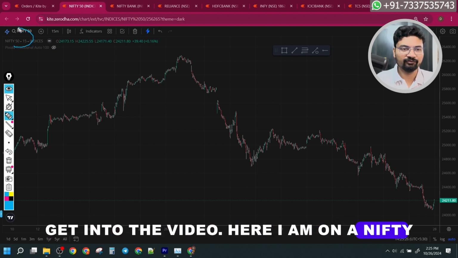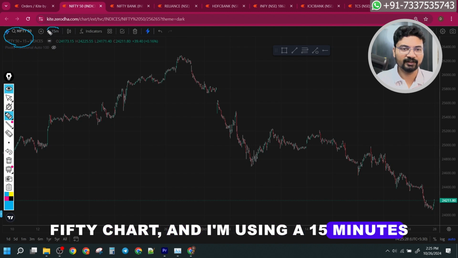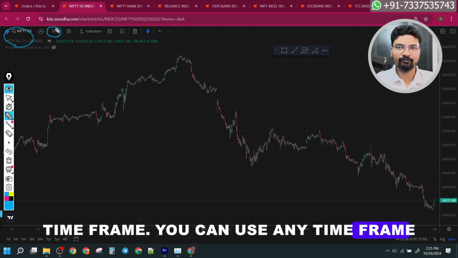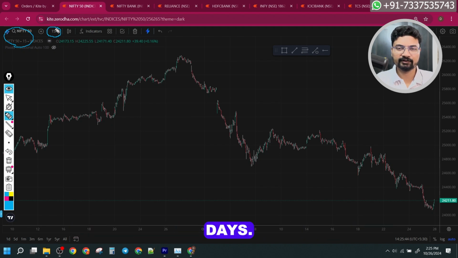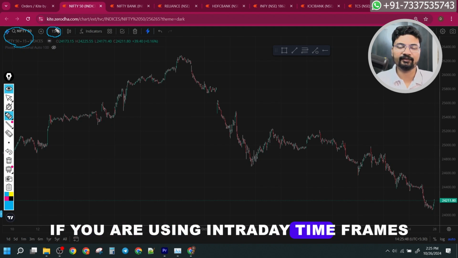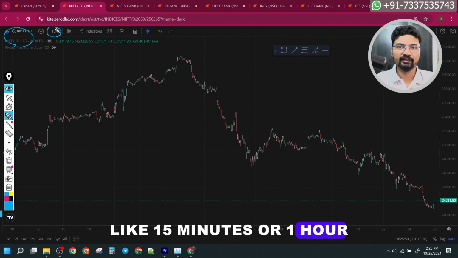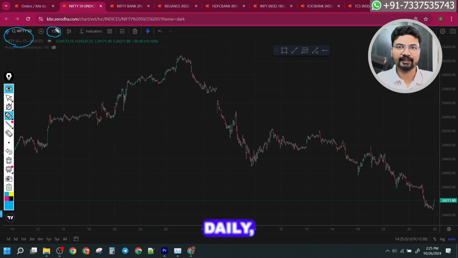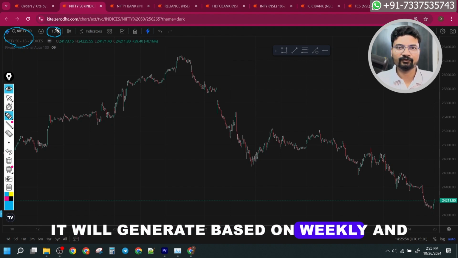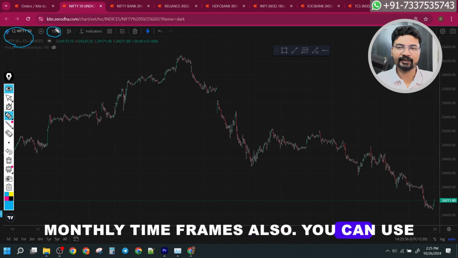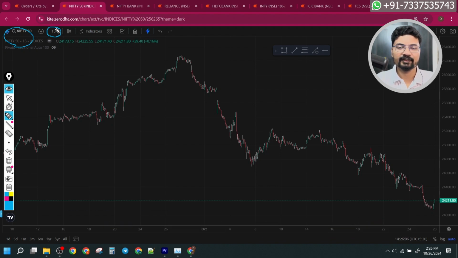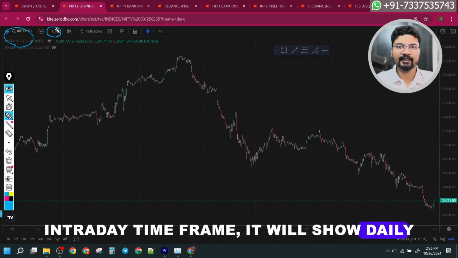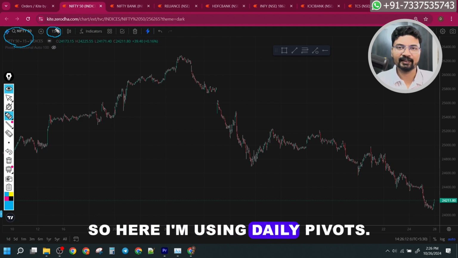Here I am on the Nifty 50 chart and I am using a 15 minutes time frame. You can use any time frame for pivots because pivots will be generated based on days. If you are using intraday time frames like 15 minutes and 1 hour, and if you are going into daily, it will generate based on weekly and monthly time frames also. You can use these pivots for any time frame. If you are using the pivots indicator in an intraday time frame, it will show daily pivots. So here I am using daily pivots.